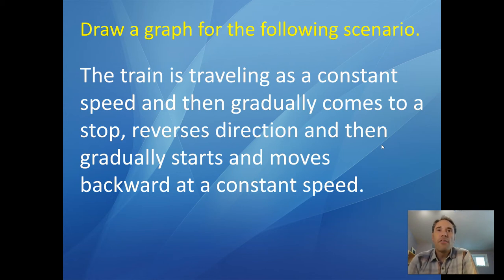On this graph, we're going to try drawing another one. So draw another one on your piece of paper. And it says the train is traveling at a constant speed. And then it gradually comes to a stop. It reverses direction and then gradually starts to move backwards at a constant speed. Train is traveling at a constant speed. Now we got that one already. Then it comes to a stop. You know what that might look like. The word that I need to emphasize here is the word gradually. So read this, see if you can draw it, and then I'll show it on the screen in a moment. So pause me now and then come back.